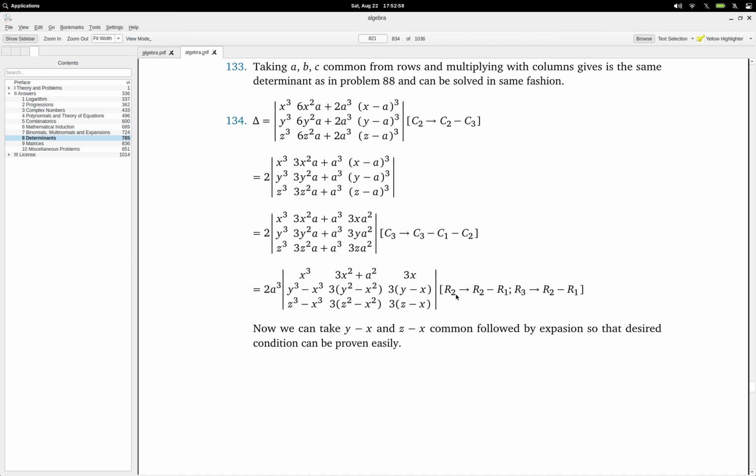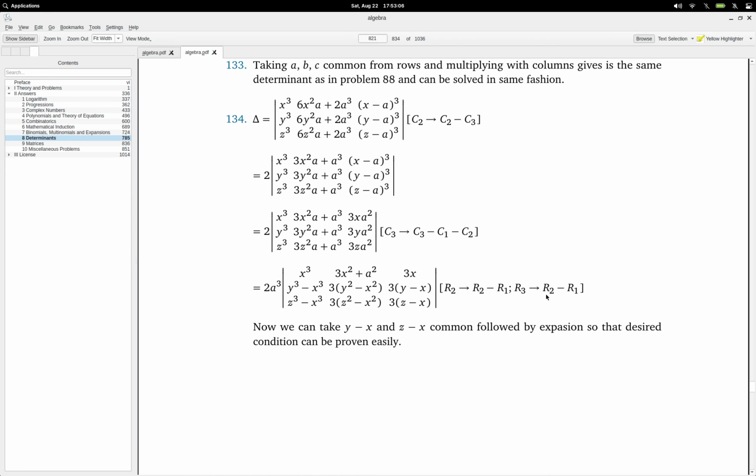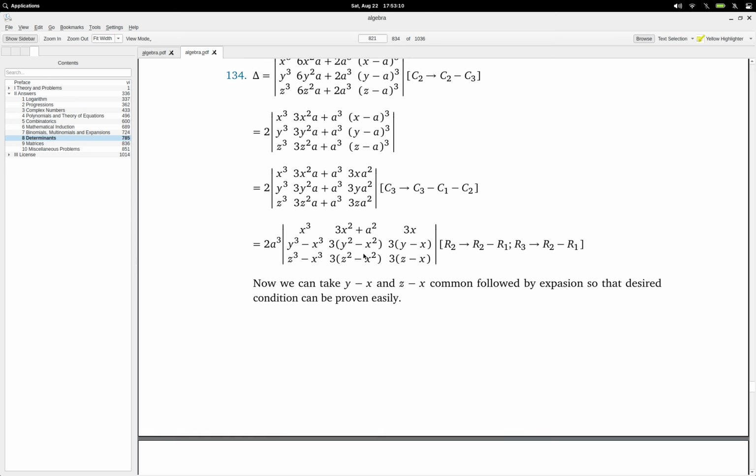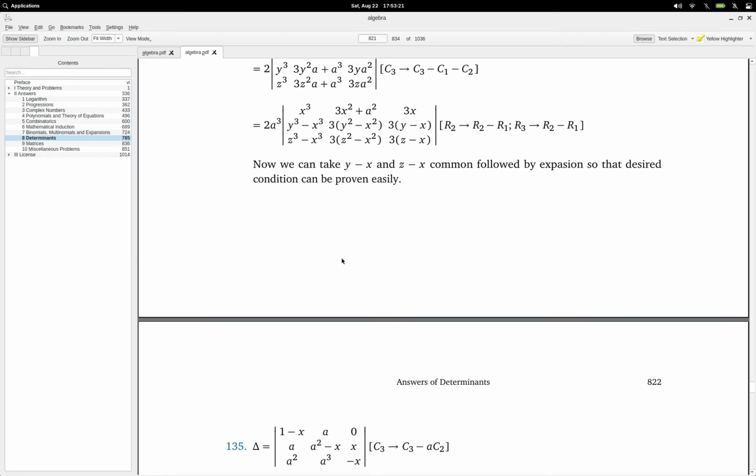And then what we do is, R2 is equal to R2 minus R1, R3 is equal to R3 minus R1. Okay? This shouldn't be 2, this should be 3. Once we do that, we have this determinant, and we can take y minus x and z minus x common. And once we do that, we follow it by expansion, and we will have our desired condition.